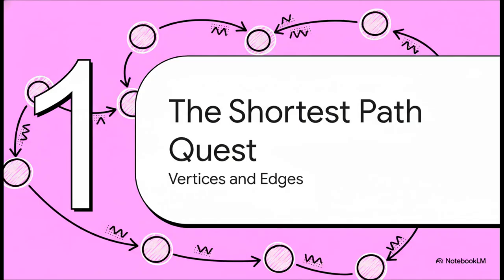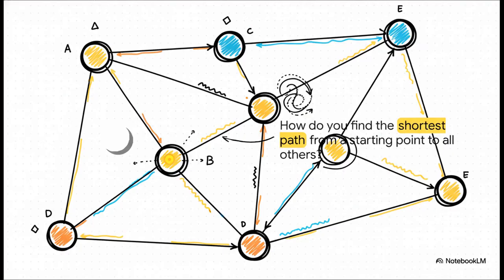Okay, so first things first, let's get the language down. In computer science, we don't really see a map. We see a graph. Every location, like a city or an intersection, is just a node. And the roads connecting them, those are called edges. Simple enough, right? Now, every edge has a weight, which is just a number representing the cost. How much time it takes or how many miles it is. This right here, this is the fundamental question.